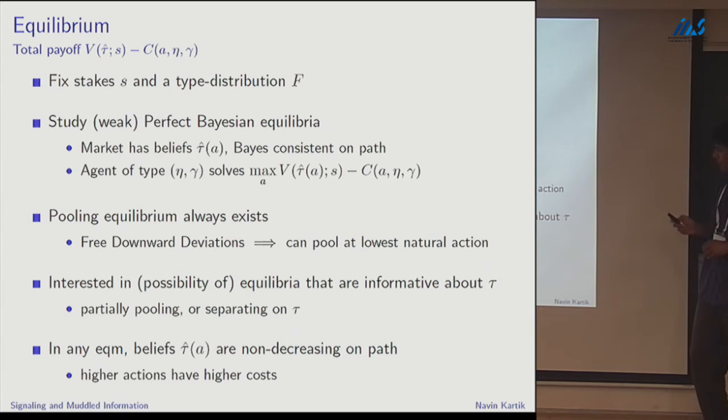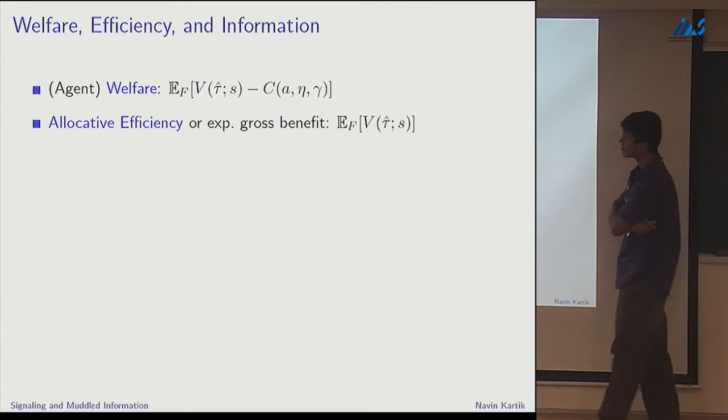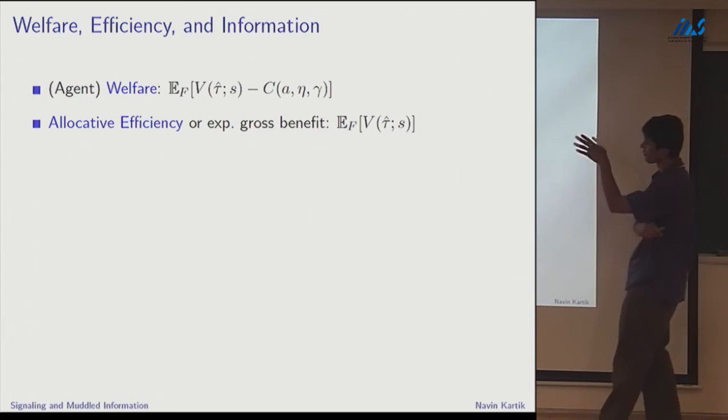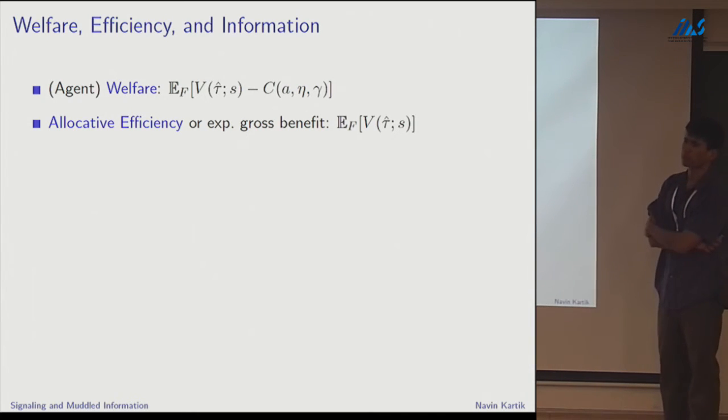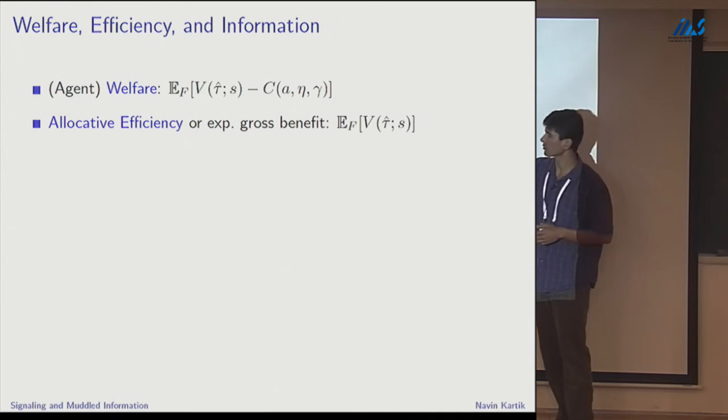Okay, so these are observations that are useful, and one other point before we jump into the analysis. What might one be interested in looking at in this kind of framework? One natural thing is welfare. From the ex ante perspective, just take an expectation of the agent's utility.